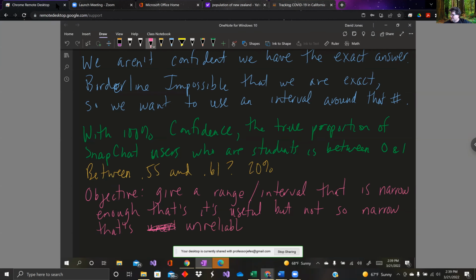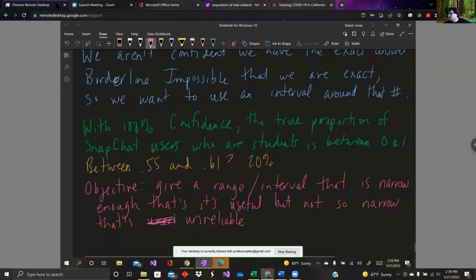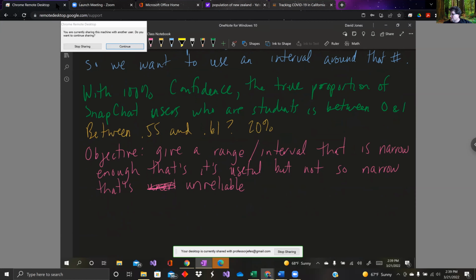That is what we're doing with statistics. We want to get an interval that is narrow enough to be useful, but not so narrow that it's unreliable. We had 0.58. If I said it was 0.579 to 0.581, it's 0% reliable that it's that small. That is such a small window. It'd be great if it was useful, but it's so small that it's not useful. And so, continue.